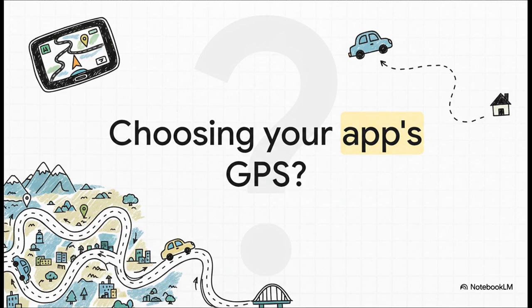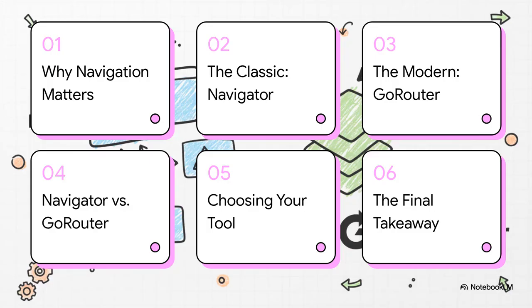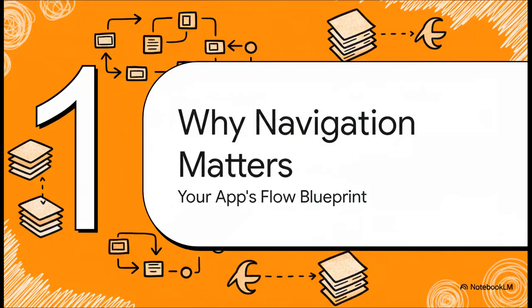Okay, let's think about it like this. Imagine your app's navigation is its GPS system. Are you just planning a simple trip around the block, or are you mapping out a huge, complex, cross-country adventure? The system you choose for that journey is absolutely critical. So here's our game plan. First, we'll talk about why this choice even matters so much. Then, we'll get to know both tools, put them head-to-head, and then wrap it all up with a super simple guide to help you pick the right one for your project.